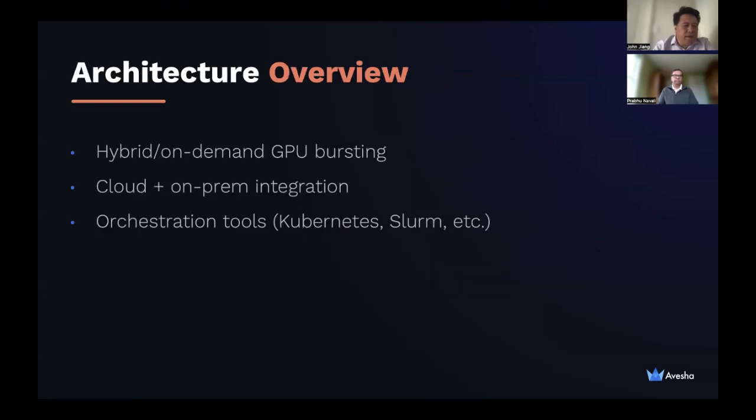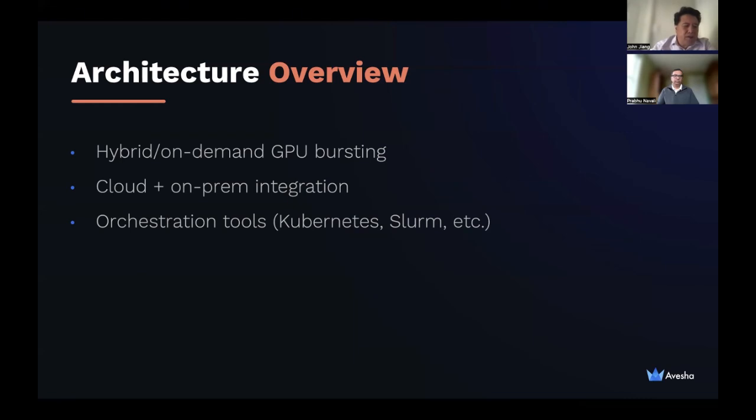Let's look at the architecture. GPU bursting typically involves three key components. First, you have hybrid or on-demand GPU bursting capabilities. This means you can burst from on-premise to cloud or between different cloud regions. Second, there's cloud and on-prem integration. Your bursting solution needs to seamlessly work across these environments, handling networking, security, and data movement.